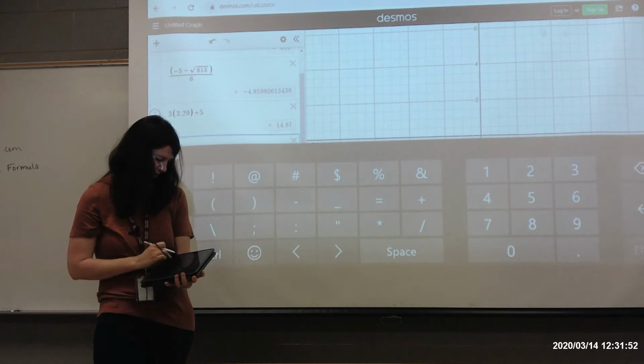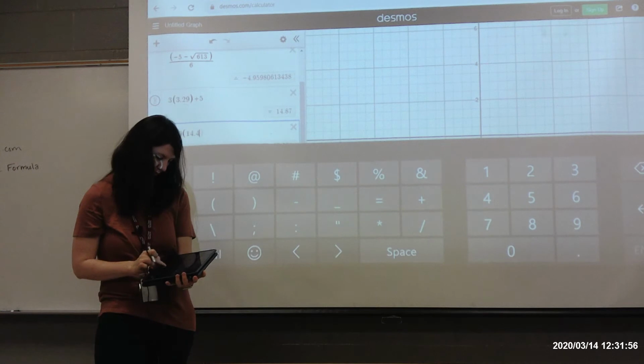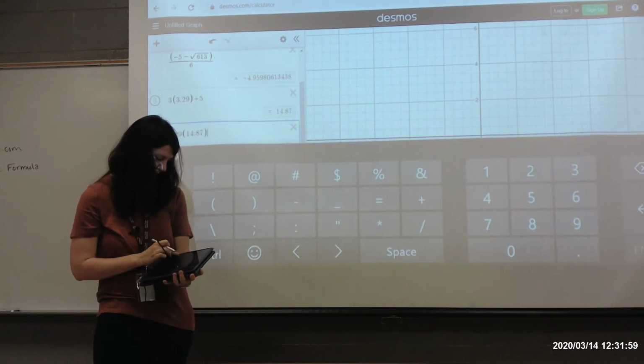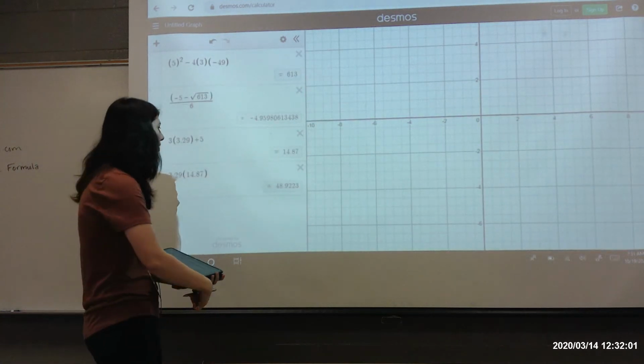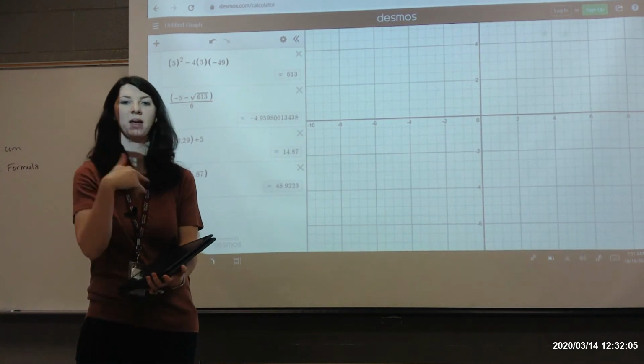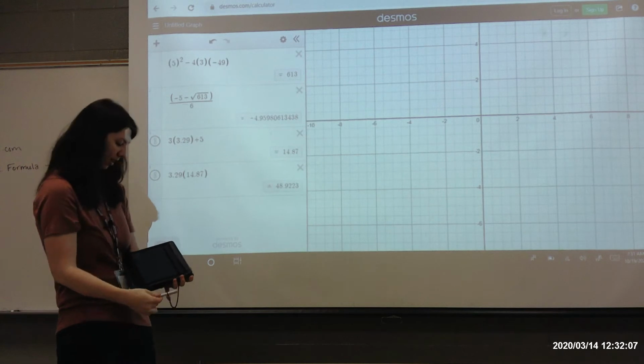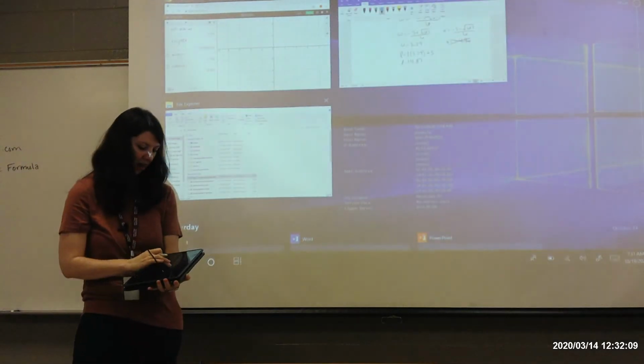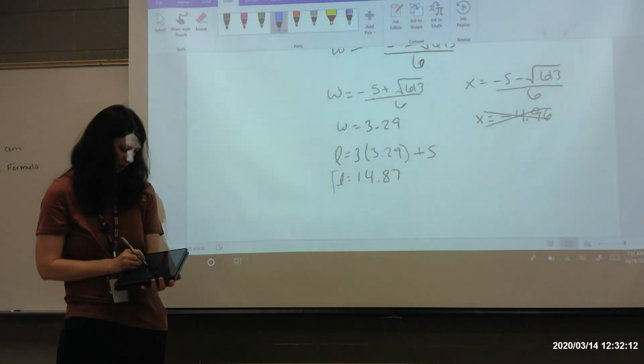.29 times 14.87. 48.9. I think that's pretty good. The reason it's not exact is because we had to round earlier in our problem. Okay, and that is how you would solve an area problem using quadratic equations.